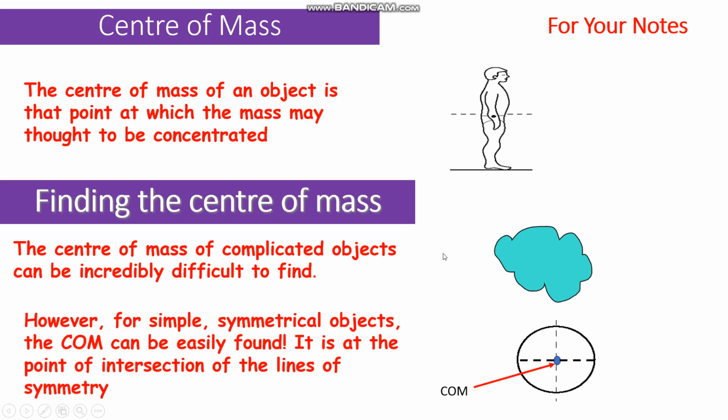If, however, you've got simple symmetrical objects, then the centre of mass can easily be found. All you simply do is you draw in a single line of symmetry. For a circle, it's fairly straightforward, and you know that the centre of mass lies along that line of symmetry. If the object has a second line of symmetry, or even a third or fourth, draw them in, and the point at which they intersect is the centre of mass. So really easy method to determine the centre of mass for regular objects. Pause the video and make sure you've got that in your notes.